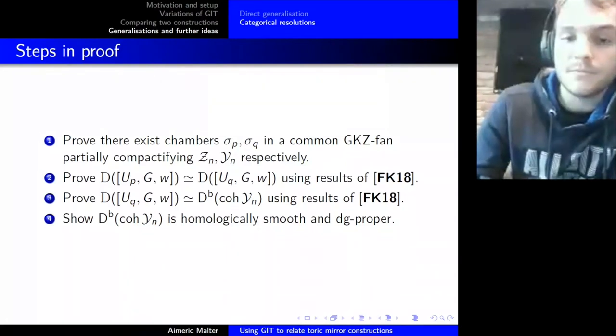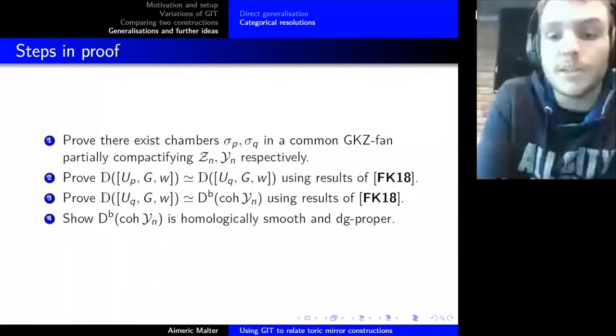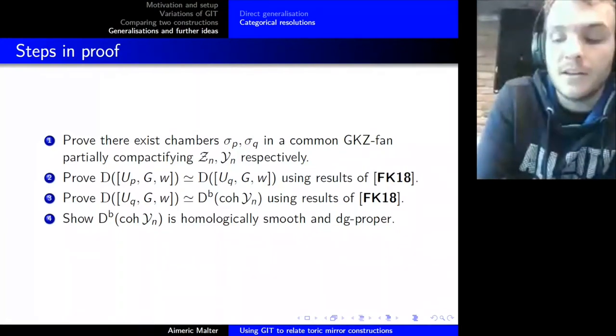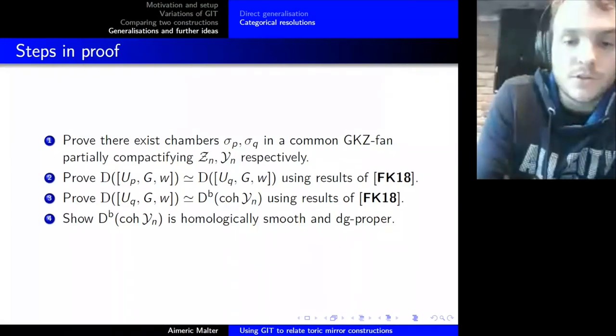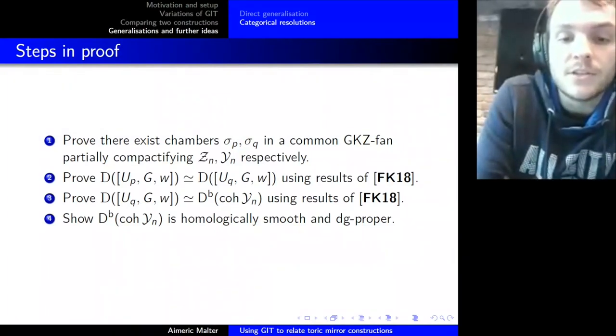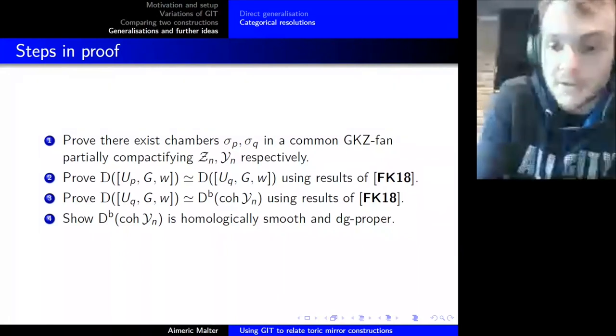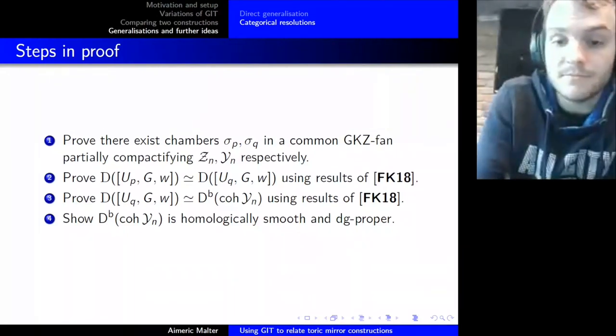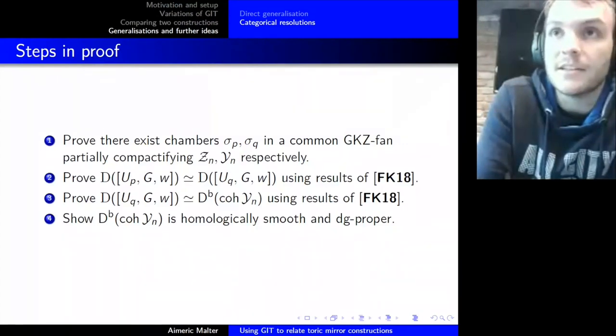So the steps in the proof are fundamentally the same as before. We need two chambers in a common GKZ fan, partially compactifying my two complete intersections. We need to show that the absolute derived categories that correspond to these two chambers are equivalent. And we need to show that on the right-hand side, oh, that should be a Zn, everything is nice. We get an equivalence to the Batyrev-Borisov mirror. And then we need to show on the left-hand side that we actually have enough smoothness and properness that this pair of functors becomes a categorical resolution.